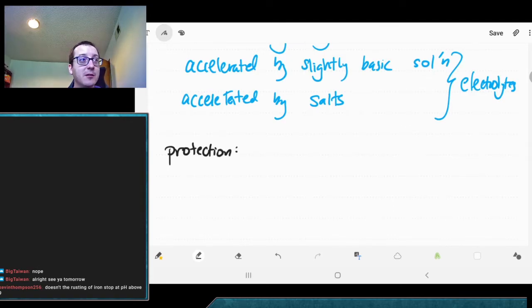The easiest way to protect it is by just painting it or putting some coating on the outside of it. That'll protect it from oxygen or water interacting with it. That'll protect the surface of your iron, and you'll be okay. If you paint it, you're good to go, except until the paint chips.